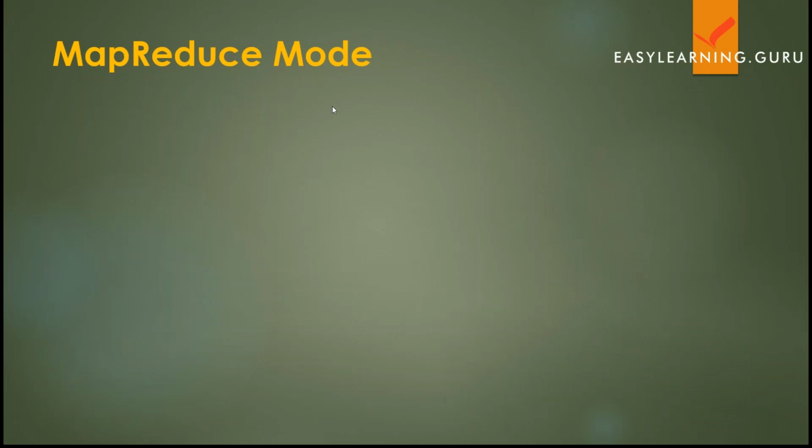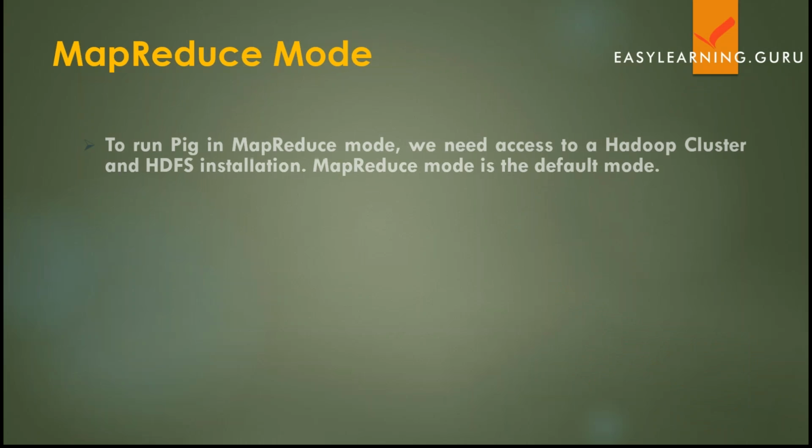Have a look at MapReduce mode. To run Pig in MapReduce mode, we need access to a Hadoop cluster and HDFS installation. MapReduce mode is the default mode. The only thing Pig needs to know to run on your cluster is the location of your cluster's name node and job tracker. The name node is the manager of HDFS and the job tracker coordinates MapReduce jobs.